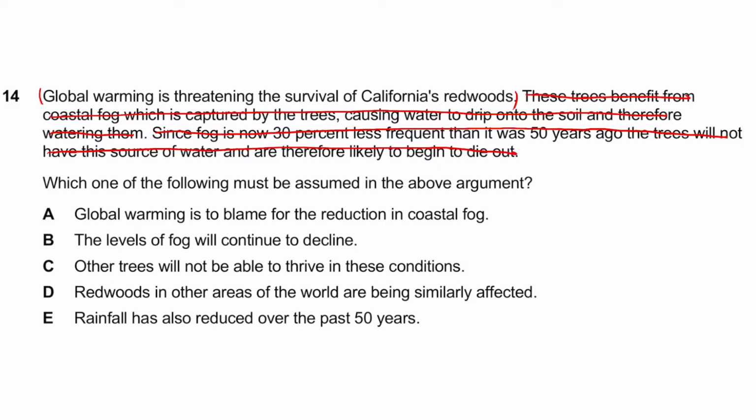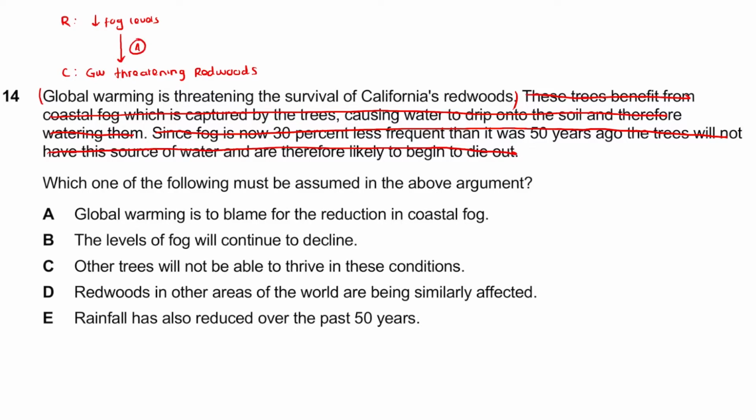So if you look, guys, the conclusion is basically saying global warming is threatening redwoods. I'm just going to shorten it. And basically the reason given is that you have a decrease in the fog levels. And obviously that means decreased ability for these trees to water themselves. And you're basically finding the link here, which is going to be your assumption. So this is going to be your assumption here.